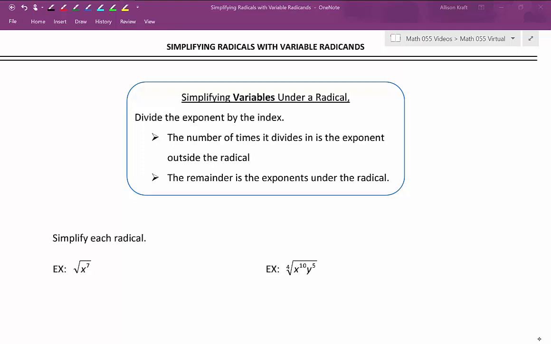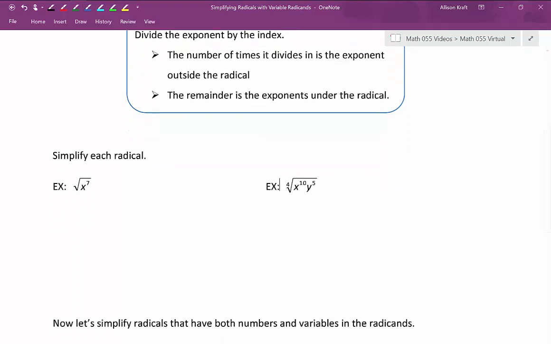In this video, we're going to discuss simplifying radicals with variable radicands. It's very straightforward. You want to start by dividing the exponent on a variable by the index. The number of times it divides in is the exponent on the variable outside the radical, and the remainder is the exponent on the variable underneath the radical.